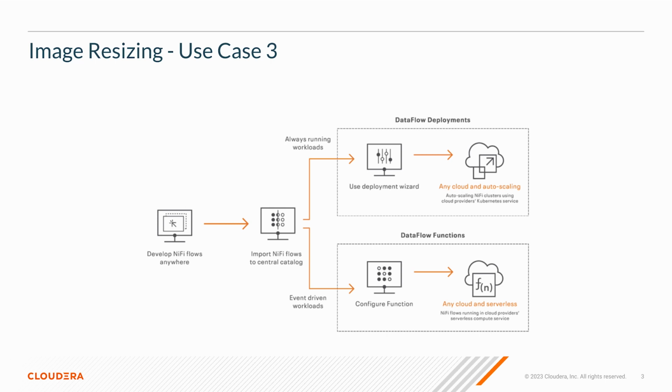will receive an event, and then will parse the data, will resize an image, and will return the resized image back to the client. So we're basically building an image resize service using DataFlow in the public cloud. So let's take a look at how all of this works.